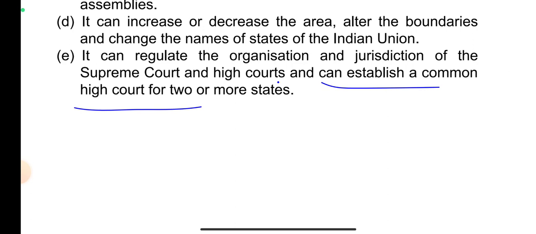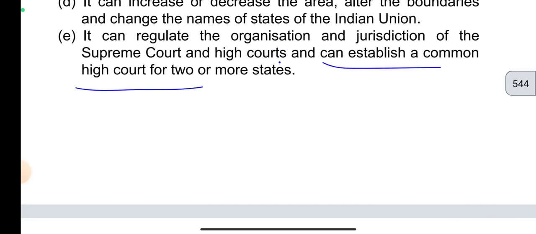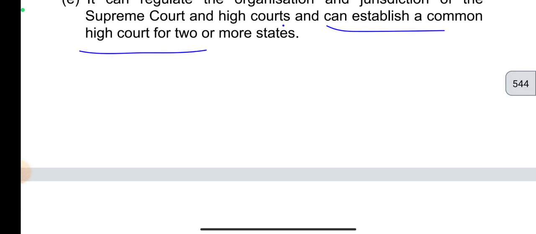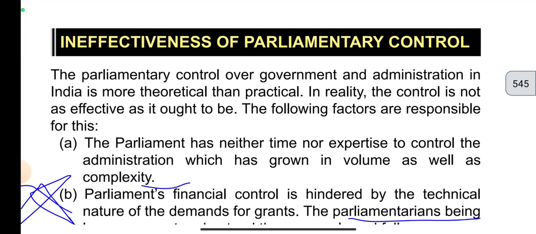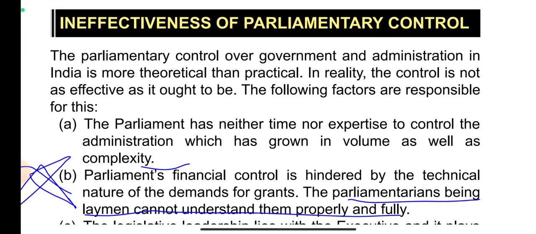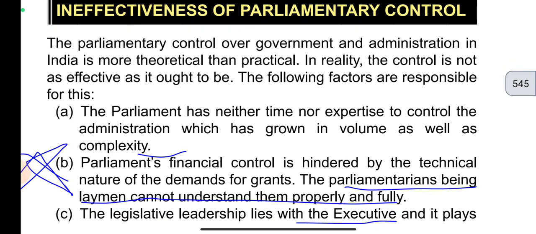It can regulate the organization and jurisdiction of the Supreme Court and High Courts and can establish a common High Court for two or more states. Ineffectiveness of parliamentary control. The parliamentary control over government and administration in India is more theoretical than practical. In reality, the control is not as effective as it ought to be. The following factors are responsible for this.